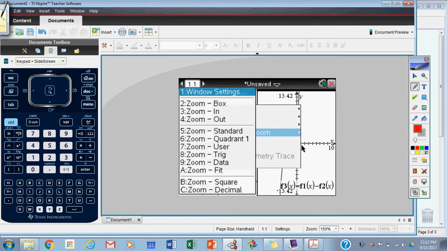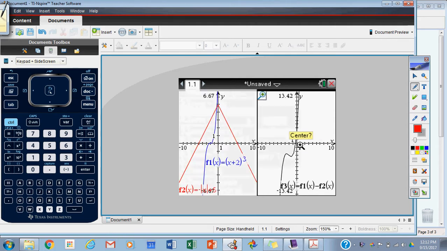Hold on a quick second. Sorry. Okay, I'm going to zoom in a little bit on this graph.